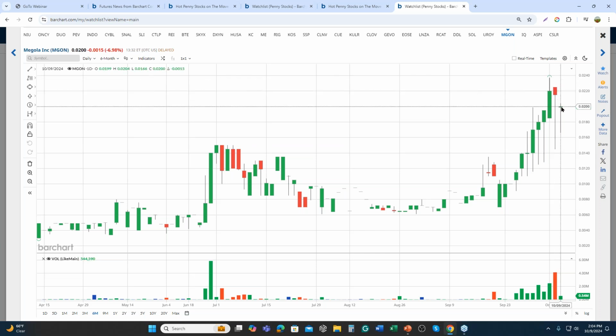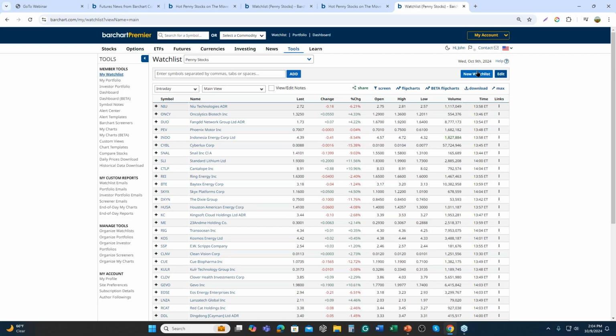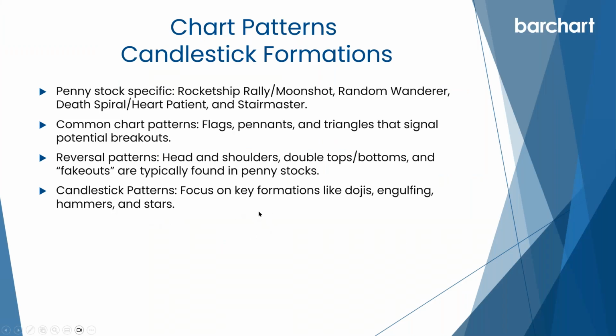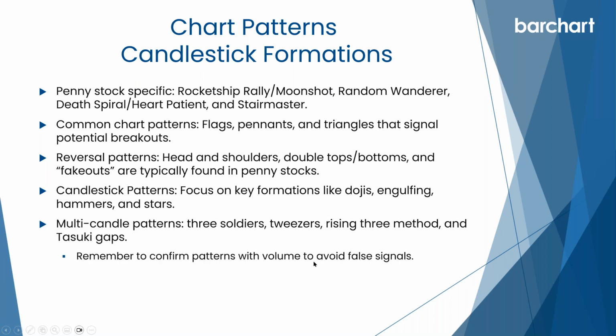And now today it looks like another high, even though we are at a lower price from the previous day. So there's a lot of upside pressure, candlestick pressure on this particular stock. So those would be hammers, again, engulfing patterns. Multiple candle patterns in candlesticks: tweezers, three white soldiers, rising three methods, Tasuki gaps. We'll look at some of those in 3 weeks' time. Just remember to confirm patterns with volume to avoid false signals.